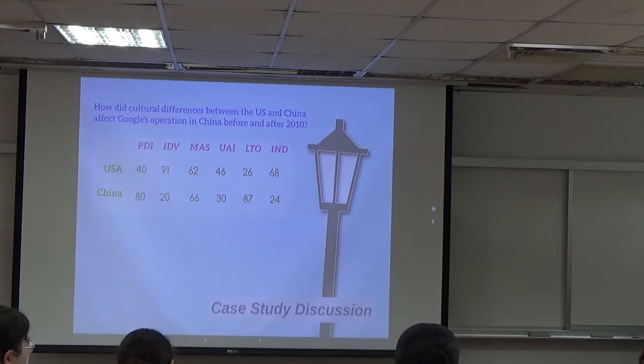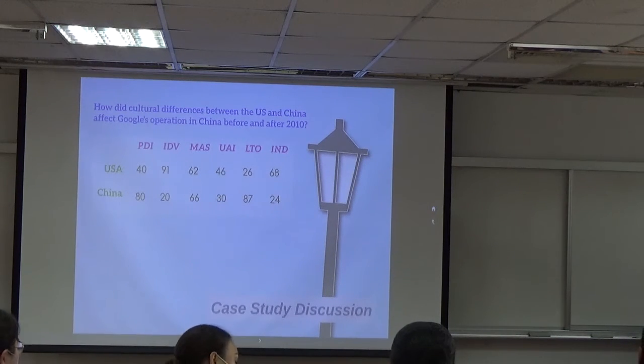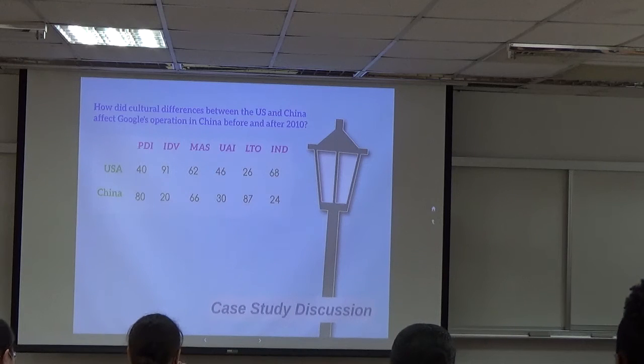Okay. And what about long-term versus short-term orientation? You see that the United States got 26 and China got 87. Obviously, Chinese culture is much more long-term oriented, planning for the future. And compared with Chinese culture, Americans tend to be short-term and look at the present, right? And also the last one, indulgence. What does it mean? We got 68 versus 24.